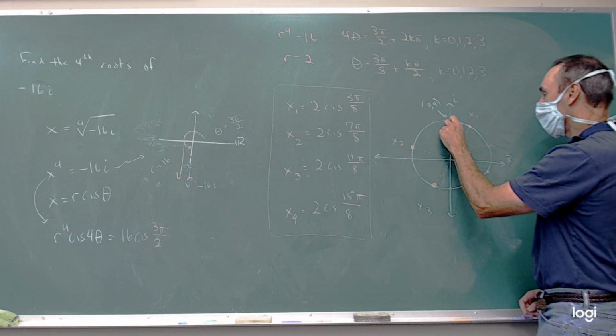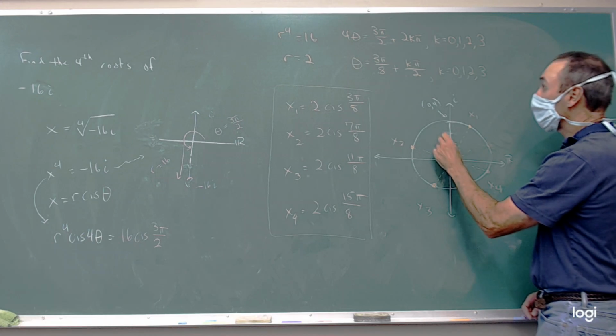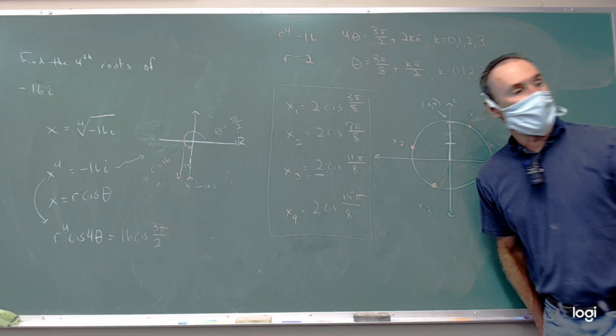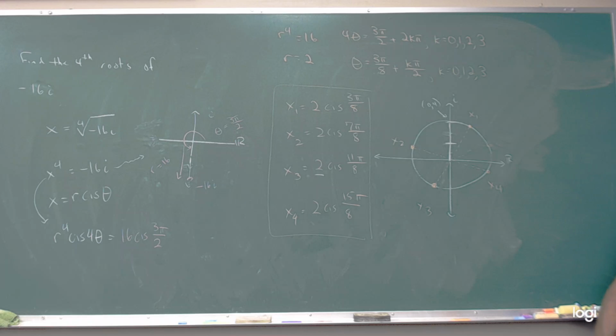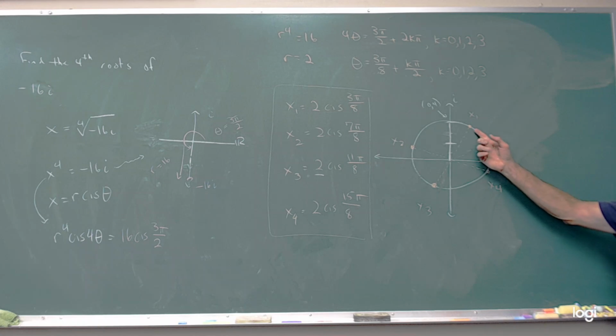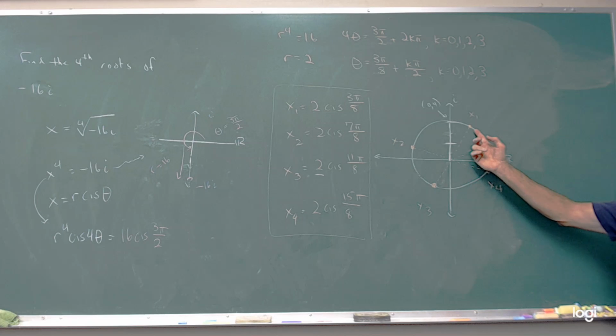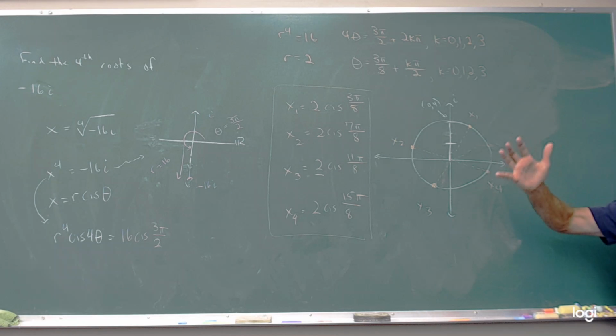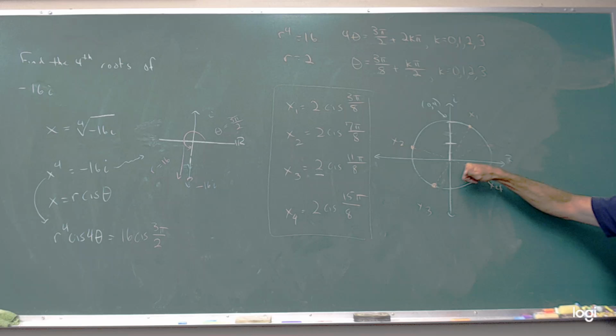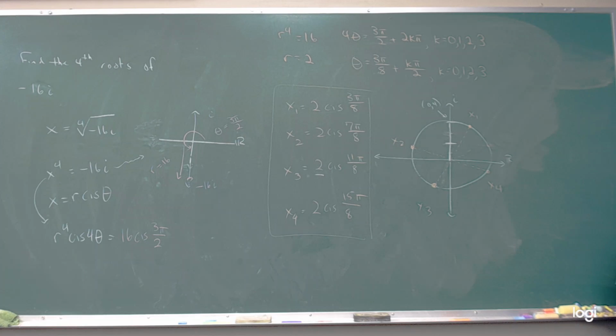Yeah, no, you were right, because our R is 2, so that should match that. So they're all a distance of 2 from the origin. And even though they start in kind of a funky place, the 3 pi over 8, because there are 4 of them, they're all 90 degrees apart. So you just rotate over 90 degrees each time.